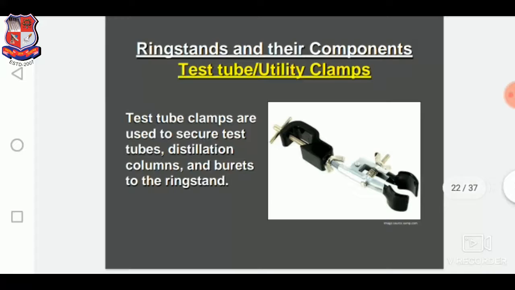Ring stands and their components: test tube and utility clamps. Test tube clamps are used to secure test tubes, distillation columns and burettes onto the ring stand. These ring stands can be very useful to hold the distillation columns or the burettes and the like.